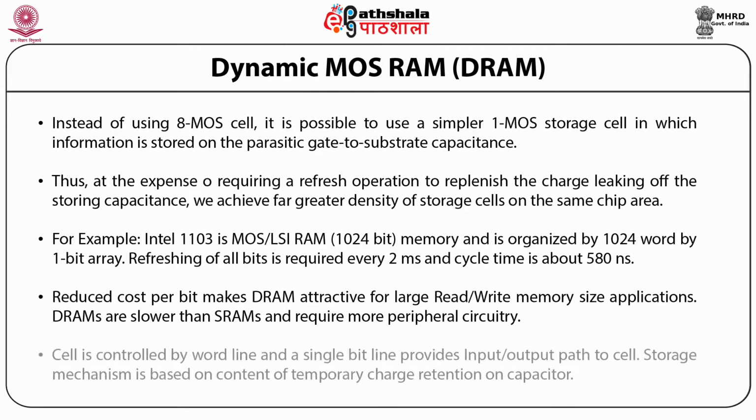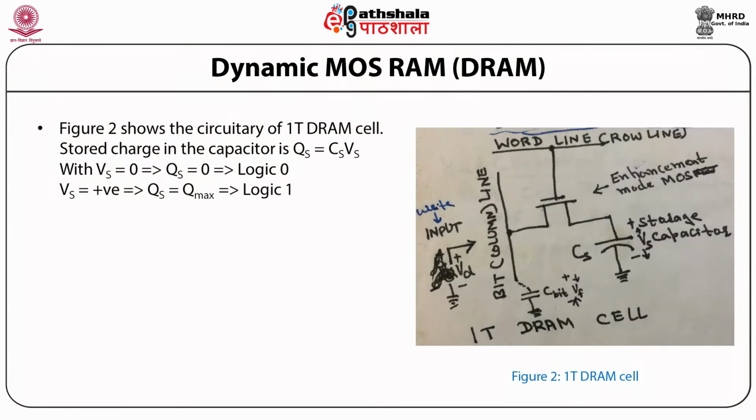So here a cell is controlled by a word line and a single bit line provides the input-output path to the cell. The storage mechanism is based on temporary charge retention on a capacitor. This figure shows the circuitry of the 1T DRAM cell, where the stored charge in the capacitor is Qs equal to Cs Vs.